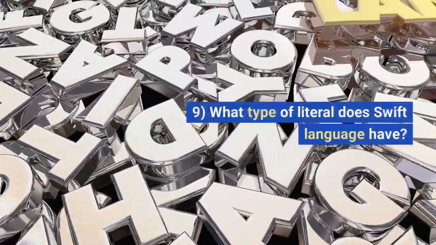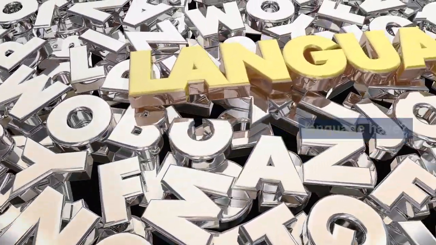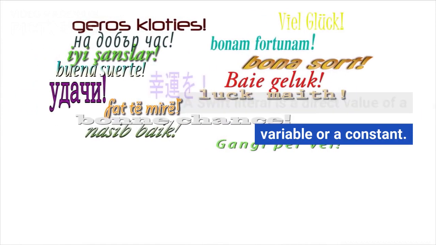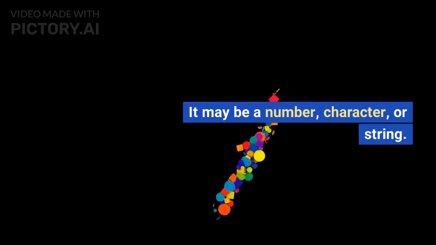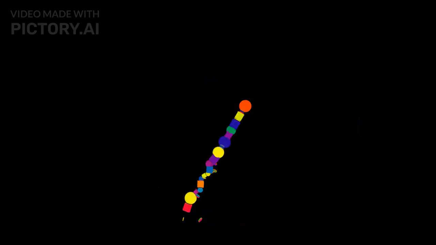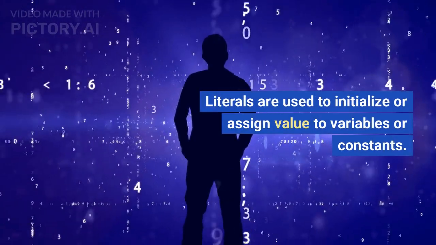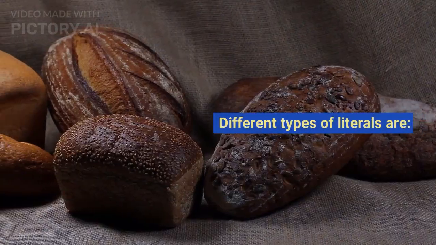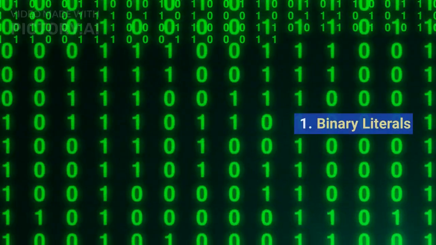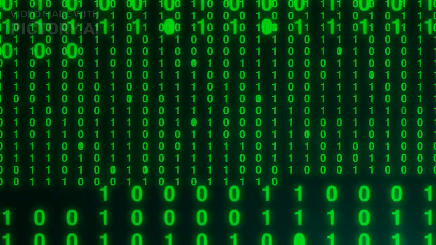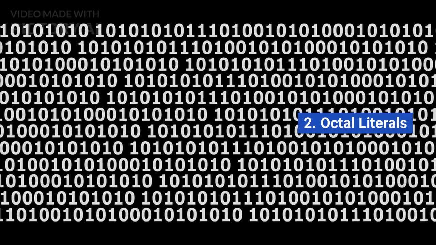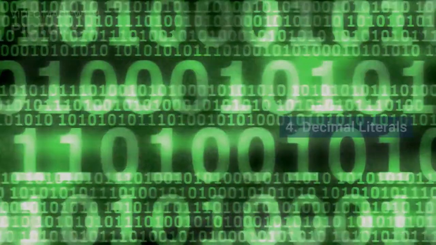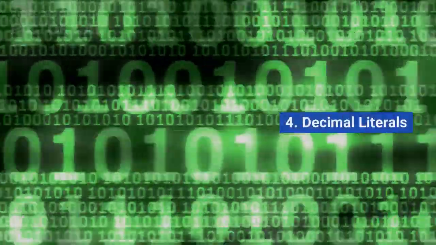9. What type of literal does Swift language have? A Swift literal is a direct value of a variable or a constant. It may be a number, character, or string. Literals are used to initialize or assign value to variables or constants. Different types of literals are: 1. Binary literals. 2. Octal literals. 3. Hexadecimal literals. 4. Decimal literals.